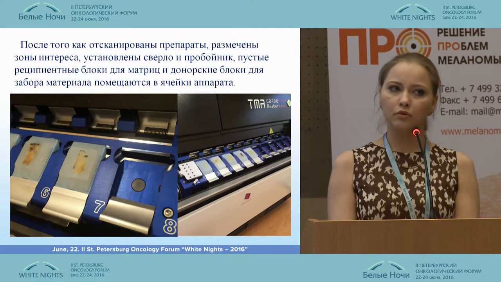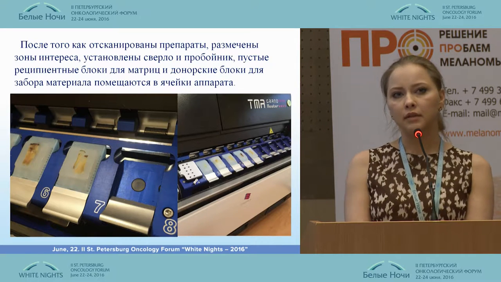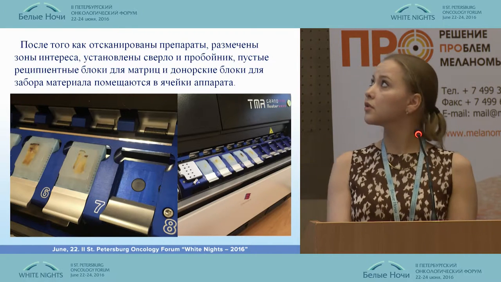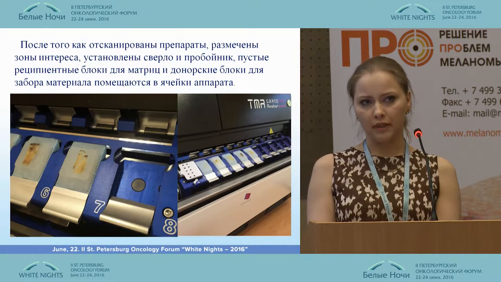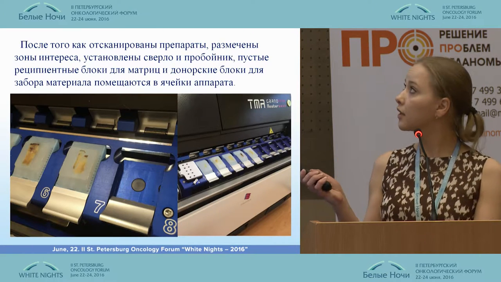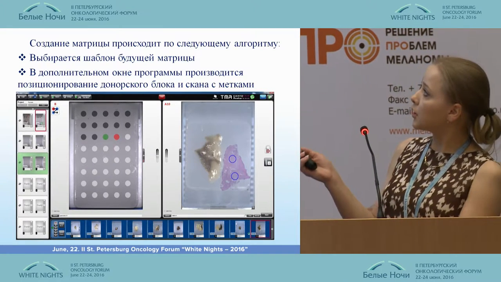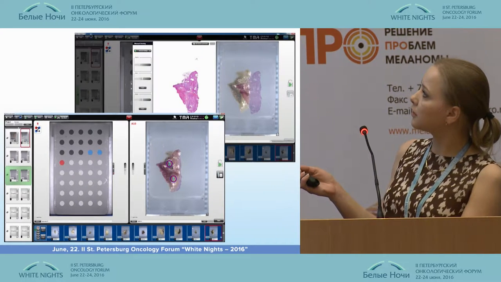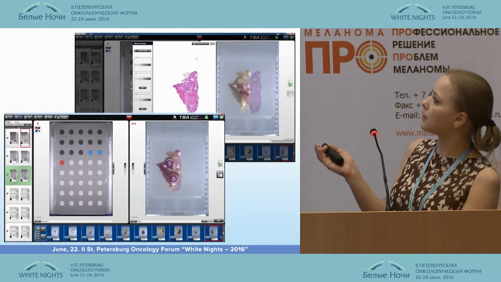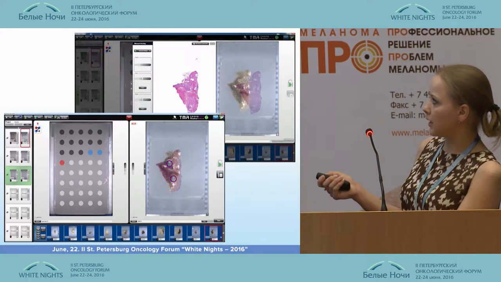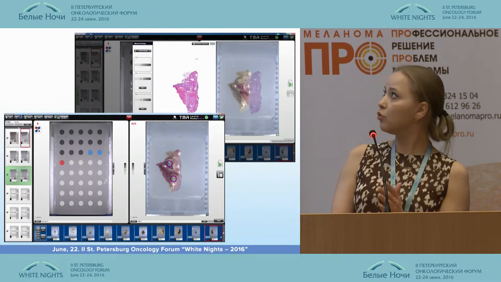After all the material has been scanned, and we have all the tools in place, the empty blocks for matrices and donor blocks are put into their respective cells of the apparatus. So the matrices are created the following way. You choose the template of a matrix and the program. We position a donor block with the scanner with the special labels. The image of the scan can be moved to one side or the other, and you can rotate it until the images of the scan coincide ideally. After that, you push the start button and then the matrix is formed.